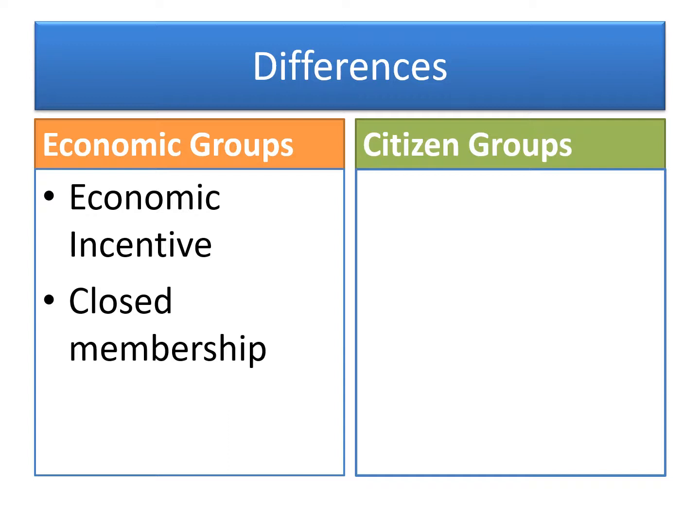And they tend to have closed membership. An easy example would be the National Association of Realtors. You can't be a member of that association unless you are actually a licensed realtor. Similarly, the American Bar Association is only limited to lawyers. Citizen groups, though, are different.